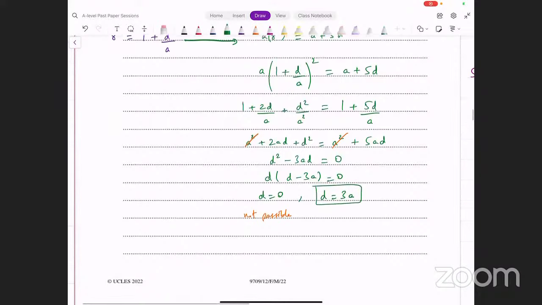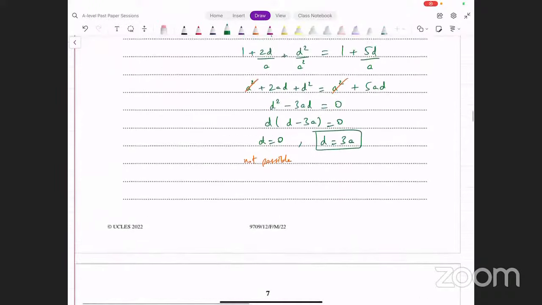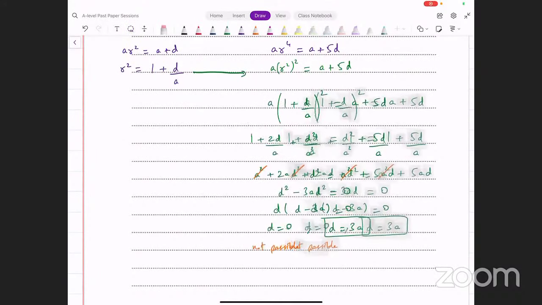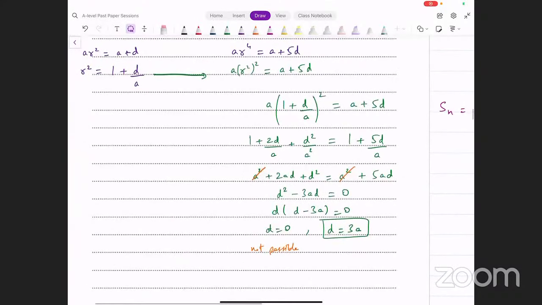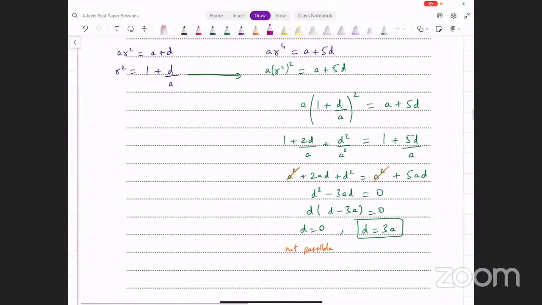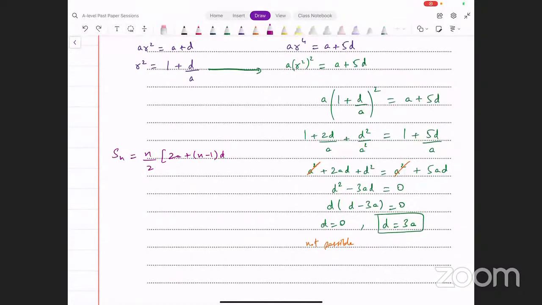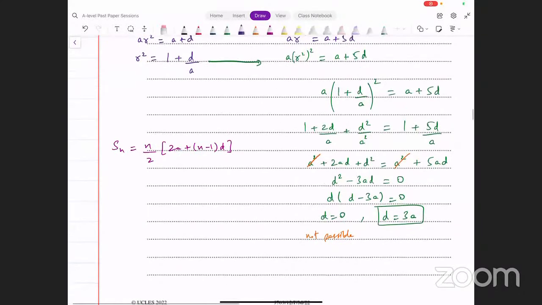अब क्या करेंगे, इस वैल्यू को सम फॉर्मूला में इनपुट कर दें. We don't have space on the next page. What I'm going to do is I'm going to do this on this side. Sum formula के अंदर बस d की वैल्यू इनपुट कर दें आप. Let's do that here on the side. Sn equals n over 2 into 2a plus n minus 1 times d. You want sum of the first 20 terms. n की जगह पे 20 input कर दें.